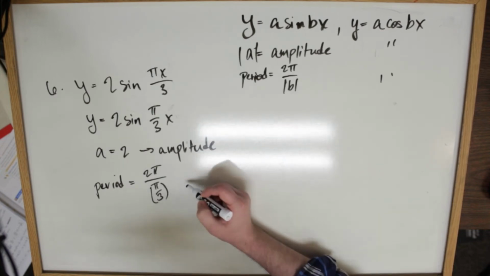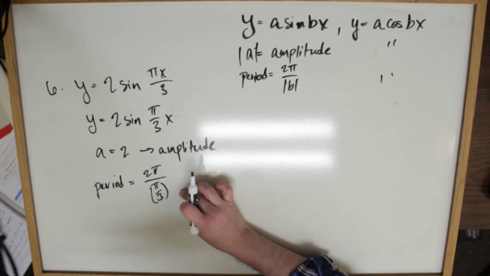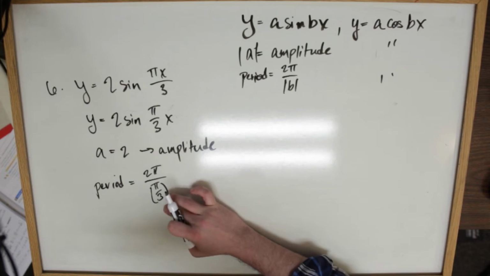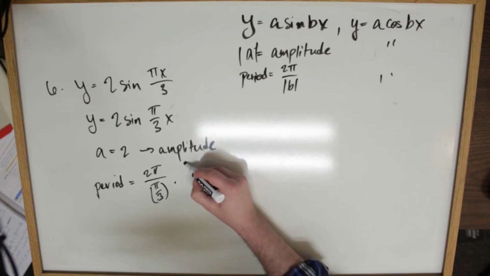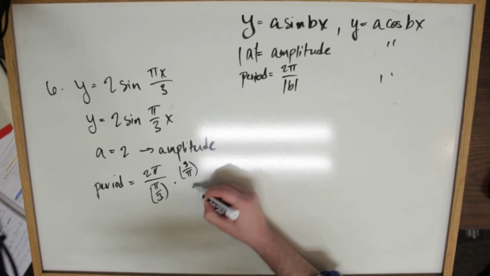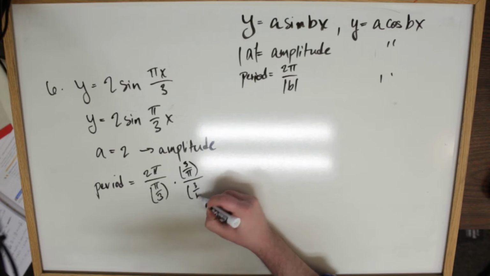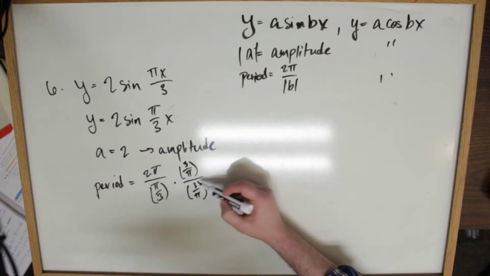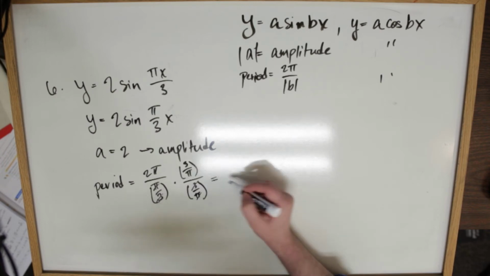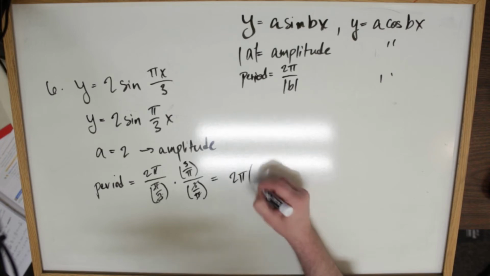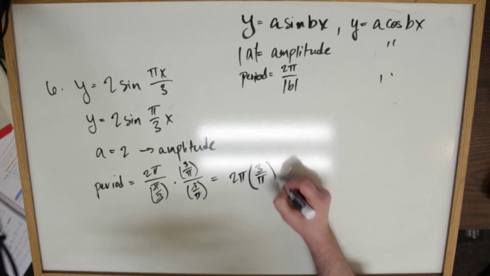So now when we have a complex fraction, the way to resolve the complex fraction is to multiply both the numerator and denominator by the reciprocal of whatever thing you're trying to get rid of. So here what I'm going to do is multiply by 3 over pi. And I'm going to multiply this by 3 over pi. The reason is because this 3 wipes out that 3, this pi wipes out that pi. So this is literally the same thing as 2 pi times 3 over pi, okay?